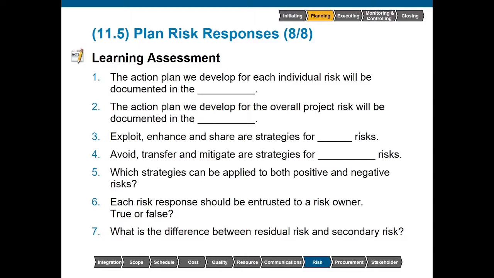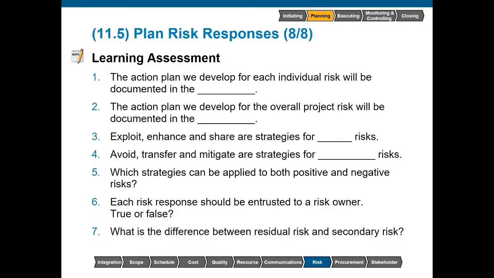Plan risk responses, learning assessment. The action plan we develop for each individual risk will be documented in the risk register. And the action plan we develop for the overall project risk will be documented in the risk report. Exploit, enhance, and share are strategies for positive risk, and avoid, transfer, and mitigate are strategies for negative risk. Which strategies can be applied to both positive and negative risk? Escalate and accept are used for both.